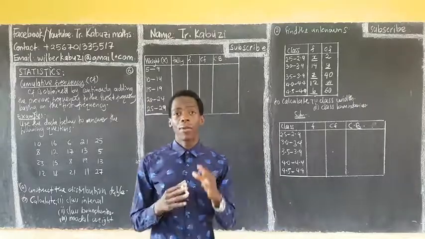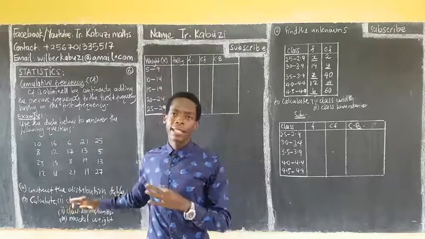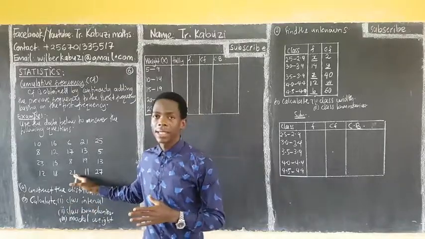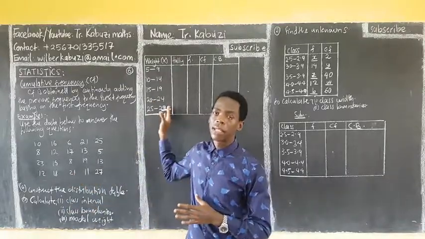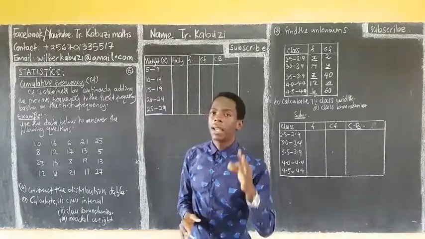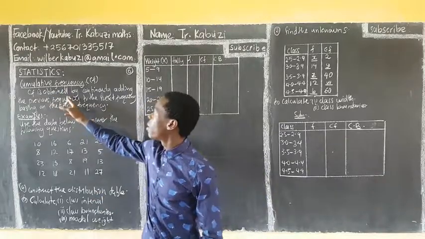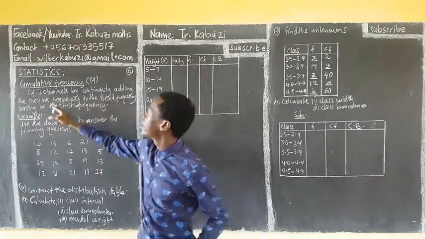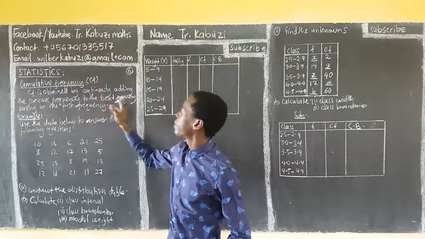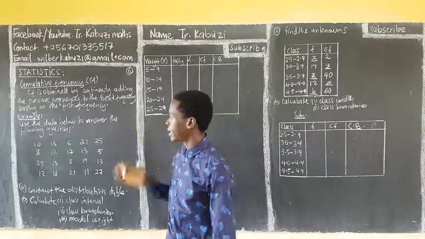Now we say we can convert the ungrouped data to grouped data. So in this example, we are going to see how I convert this to this table. This is what we call the cumulative frequency table, and there you now make the data grouped. So CF for the cumulative frequency is obtained by continuously adding the previous frequency to the next frequency based on the first frequency. We are going to see it there.